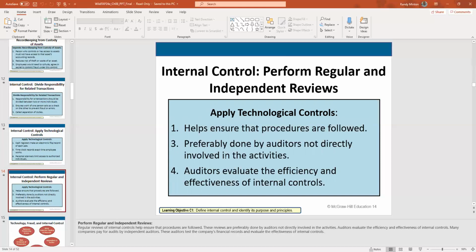Most companies do get audited. Even smaller companies like to have some control, so they will hire independent auditors to do that. Public companies must have an external audit done by independent auditors.